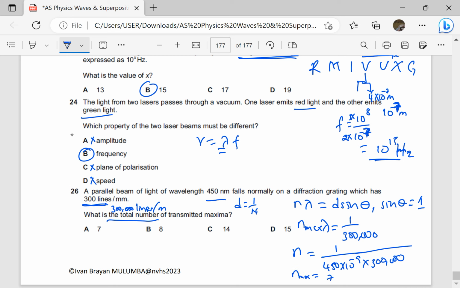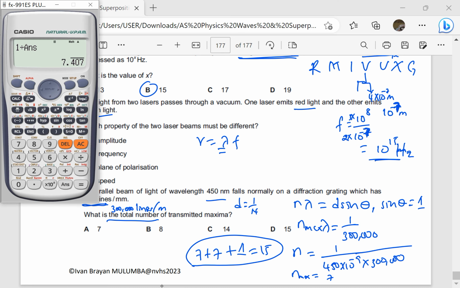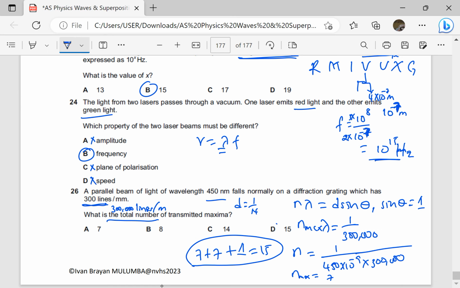But we want the total number of transmitted maxima. So we have 7 up and 7 below, plus the central bright fringe, which gives us a total of 15. Note this very carefully. So the answer is going to be D.